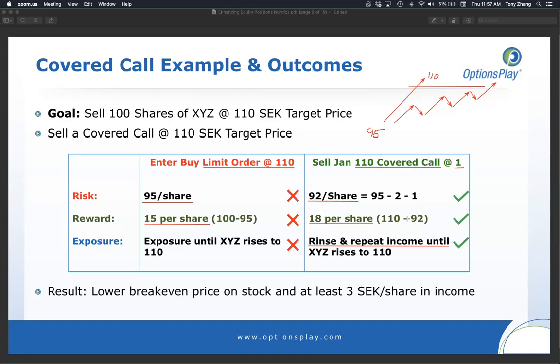So this is how you can further increase or enhance what I call enhancing your equity position by using these types of option strategies. And again, these option strategies are reducing risk in your portfolio. They're not adding any additional risk. And that's really the beauty of these 2 strategies. These are the only 2 option strategies that do not add more risk to your portfolio. They actually remove risk from your portfolio. And the goal here is to get a lower break-even price on the stock that you own and receive at least 3 crowns a share in income that you wouldn't have received if you simply placed the limit order.